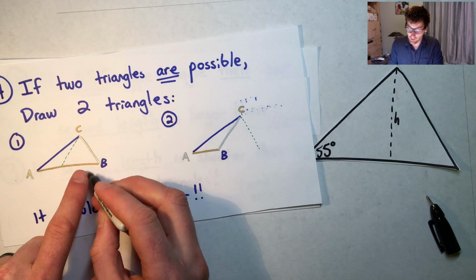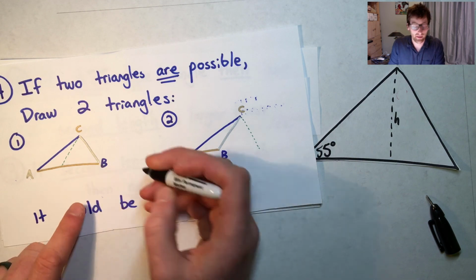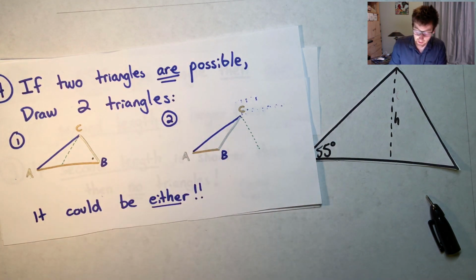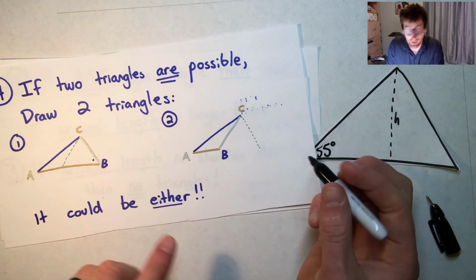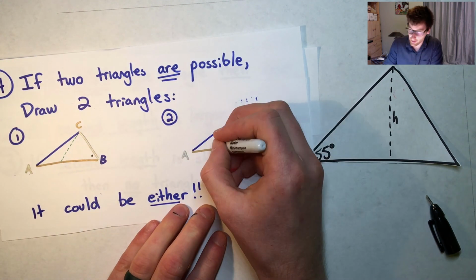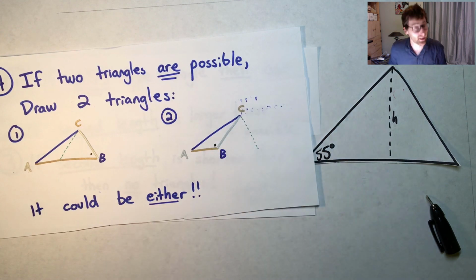So you can solve it using sine law, and you'll always get the angle here. Then you can go 180 degrees minus that angle to get the angle for your second triangle. And that's ambiguous sine law.